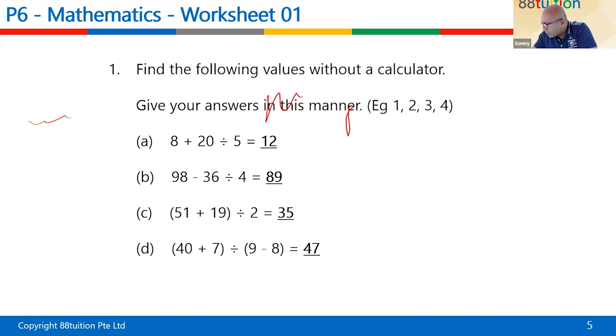Okay, something's wrong with my writing tool. It's all right. We'll try to take notes, all right? You have to work on 20 divided by 5 first. So 20 divided by 5 should give you 4. So 8 plus 4 gives you 12. So that's the first answer. Answer is 12. You've got to work on 20 divided by 5. Okay, and then you can move on to the next one.